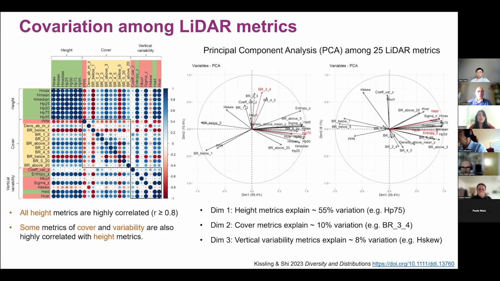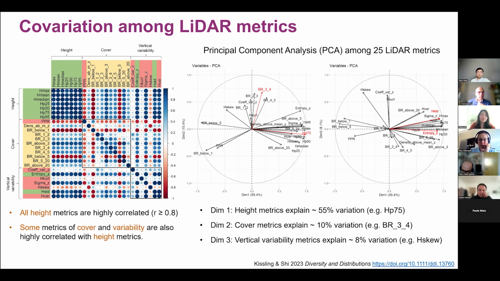And further, we conducted a principal component analysis among those 25 LiDAR metrics. What we discovered was that the height metrics explain 55% of the variation among all the metrics, with the 75th percentile of normalized height contributing the most. In the second dimension, the cover metrics explain around 10% of the variation, with the metric of vegetation density between 3 to 4 meters contributing the most.